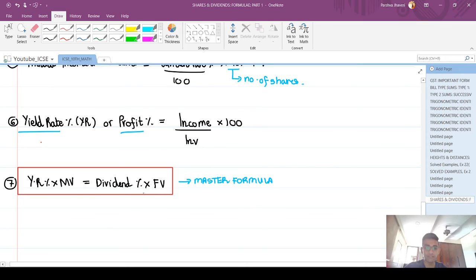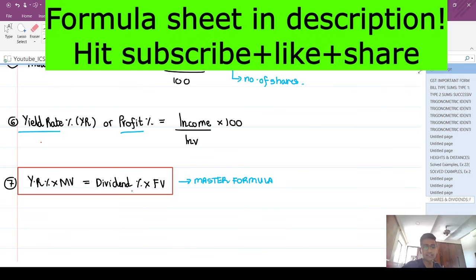Alright guys, I hope you enjoyed this lecture. These are some basic formulae you will be using time and again when we are solving the sums of shares and dividends. So I hope you guys revise this formula before you move on to the next lecture.